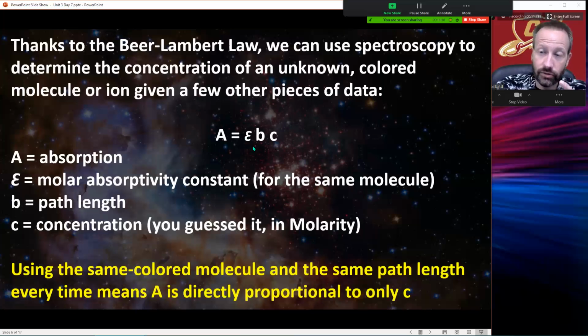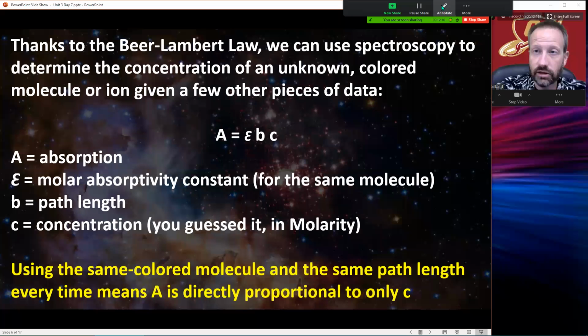Now note this, okay? If we always test the same colored molecule, say I'm testing blue 1, brilliant blue, I'm using the same blue for my entire lab, then that absorptivity constant is a constant. It's the same. And if I use the same size cuvettes each time, and we'll get to that in a minute, the path length will be the same every time. So it's also constant.